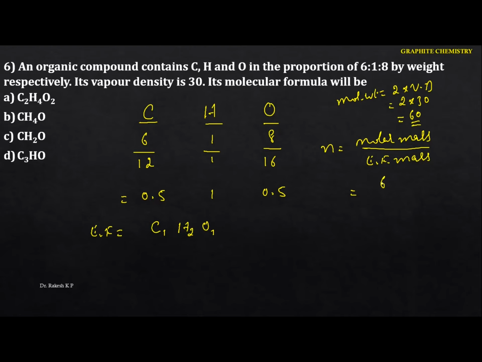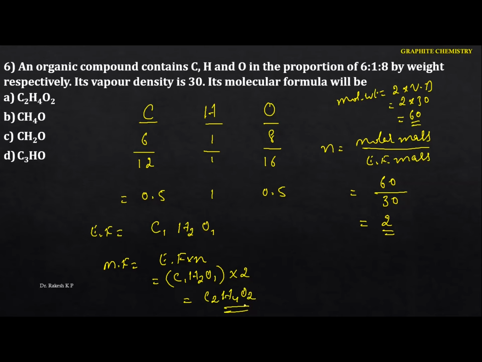So now 60 is the molar mass or the molecular weight. For the empirical formula, we have carbon 1, so 12 into 1, plus 2, plus 16, and here we got 30. That is, the N value we got is 2. Now the molecular formula is equal to empirical formula into N. So C1H2O1 is multiplied with the N value 2. Then finally we got C2H4O2. This is the molecular formula. In this case the option is A. The option is A. So next one.